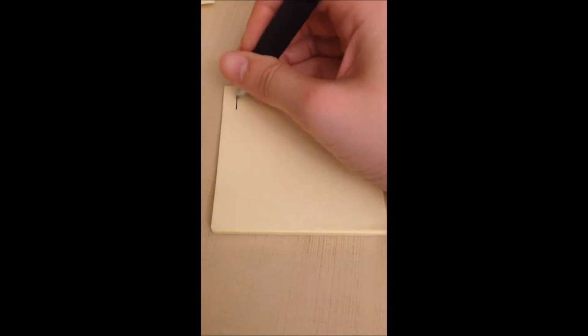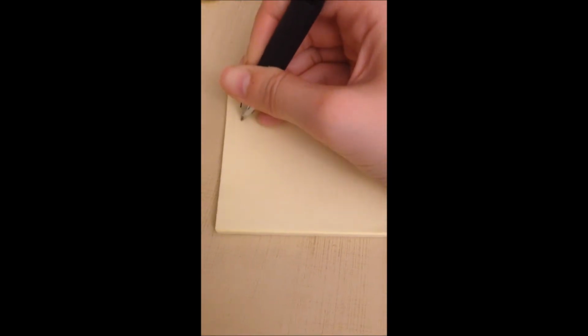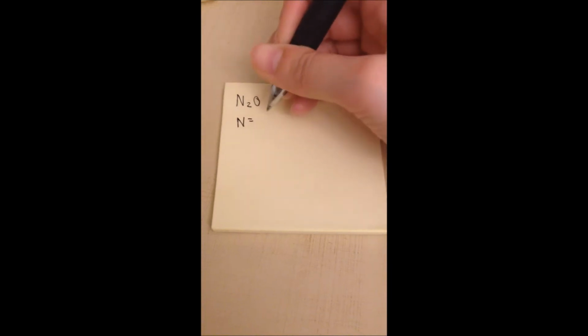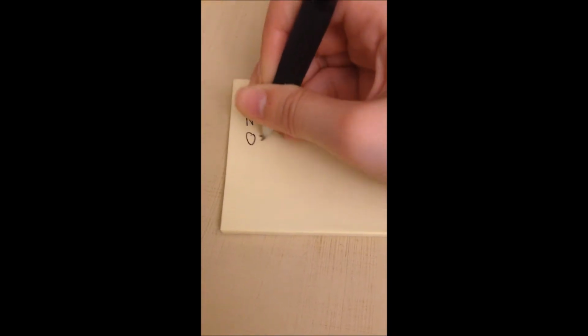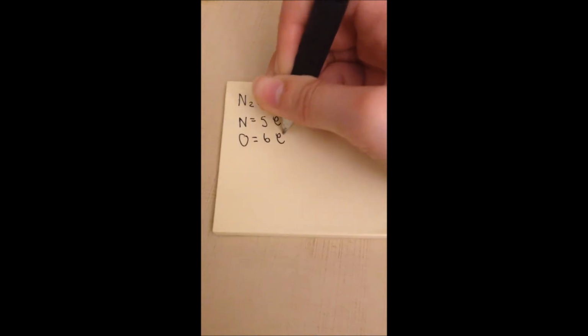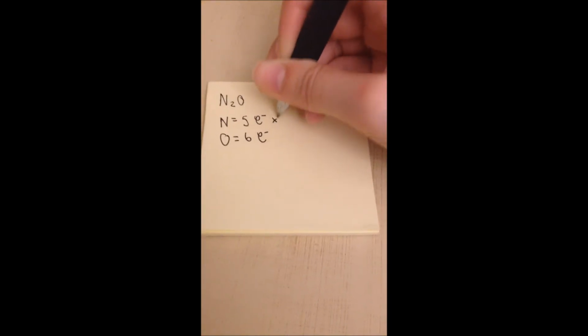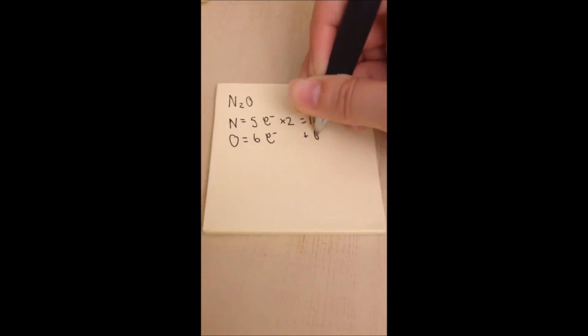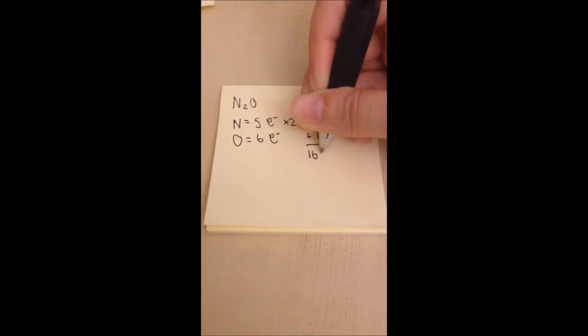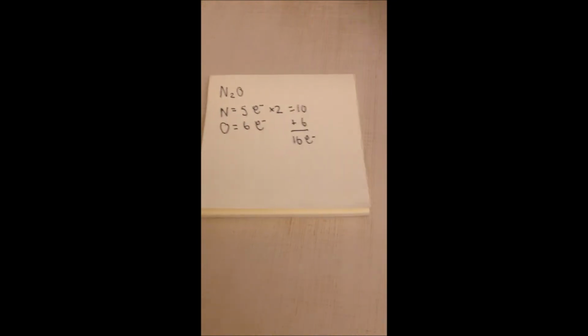The last example will be for nitrous oxide. There are 5 electrons in nitrogen, and there are 6 electrons in oxygen. We multiply the 5 by 2 to give us 10 electrons, then plus the 6 gives us 16 electrons that we will use in the Lewis structure.